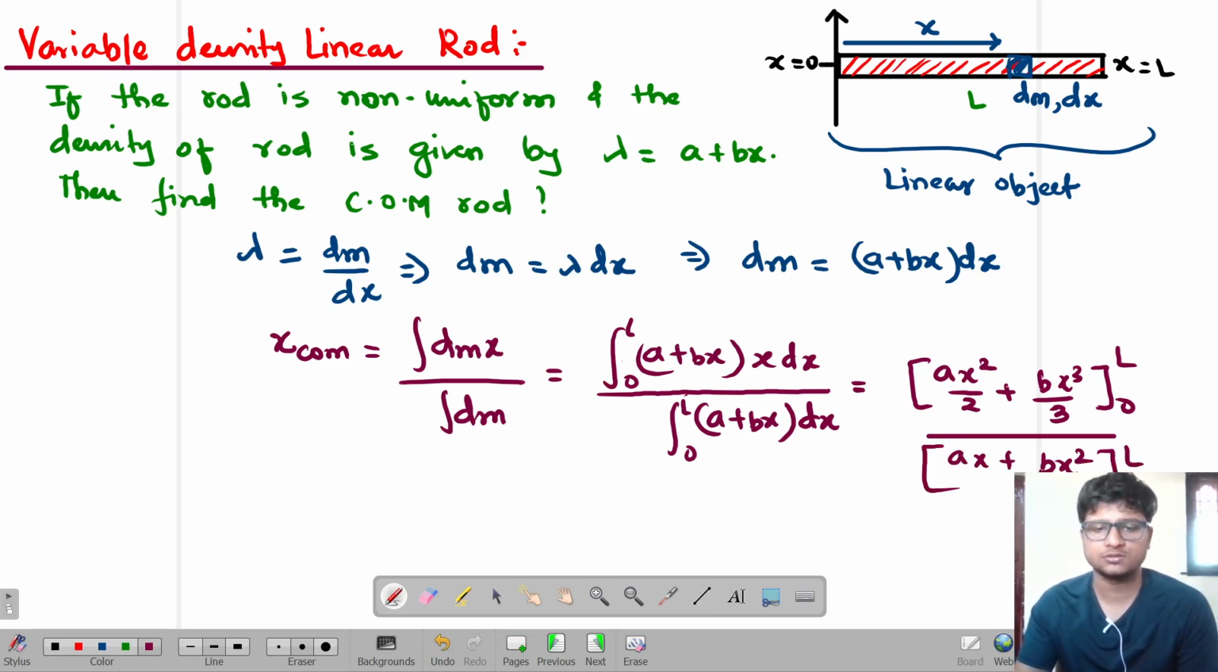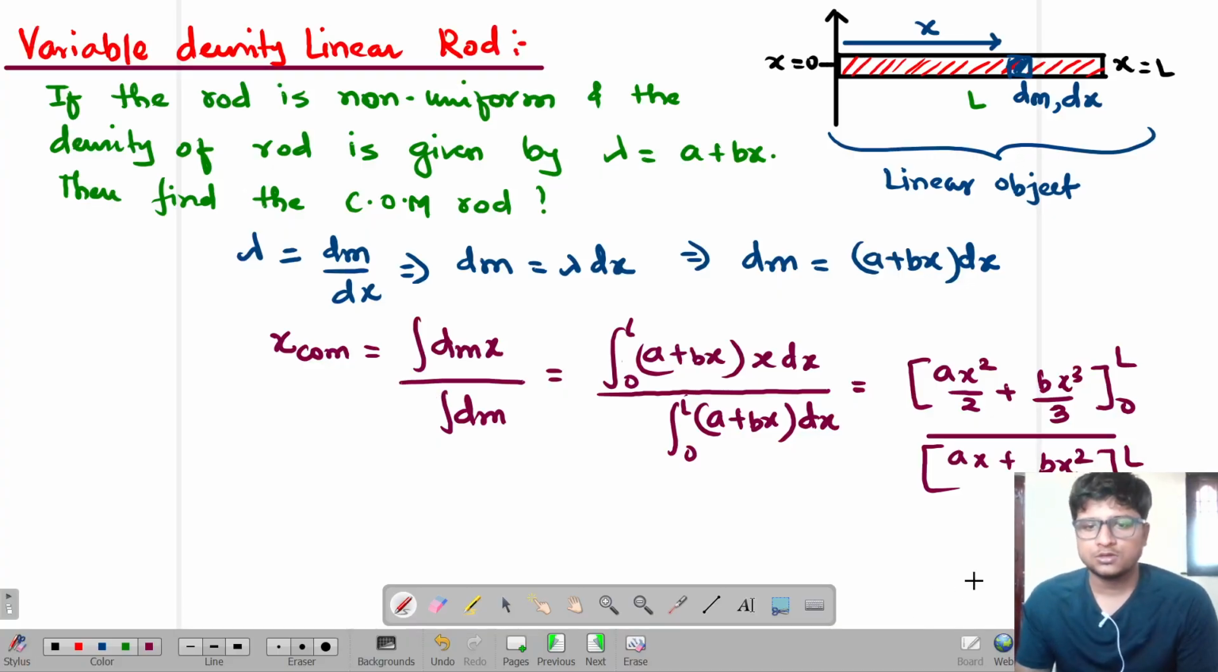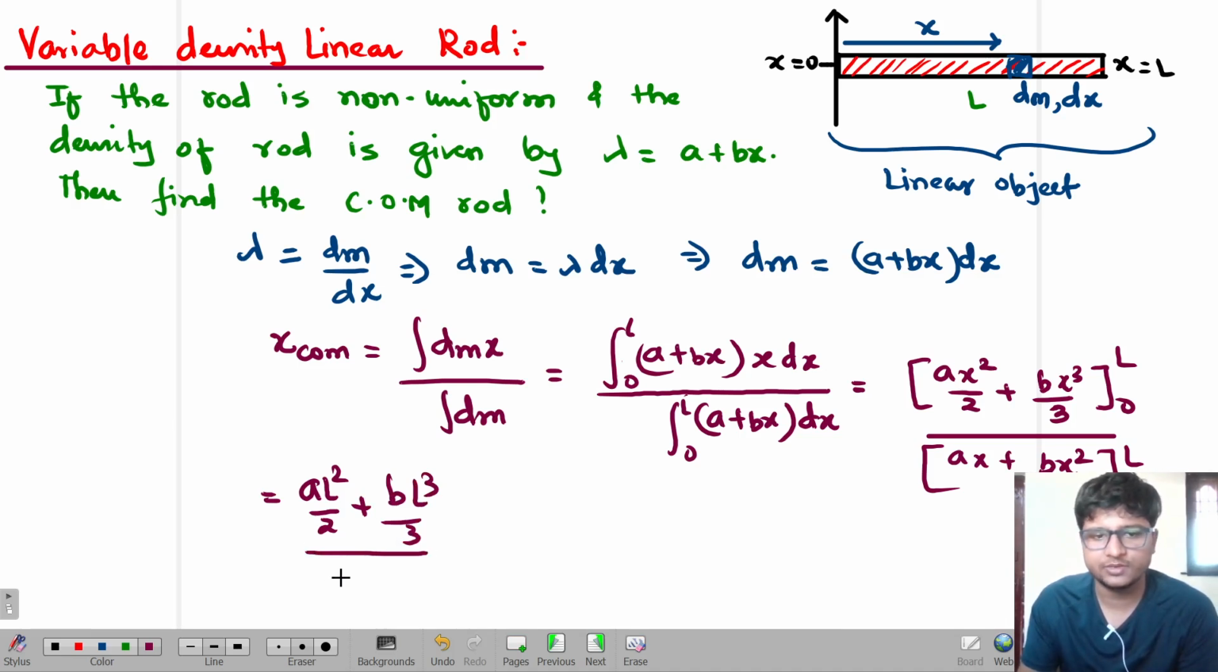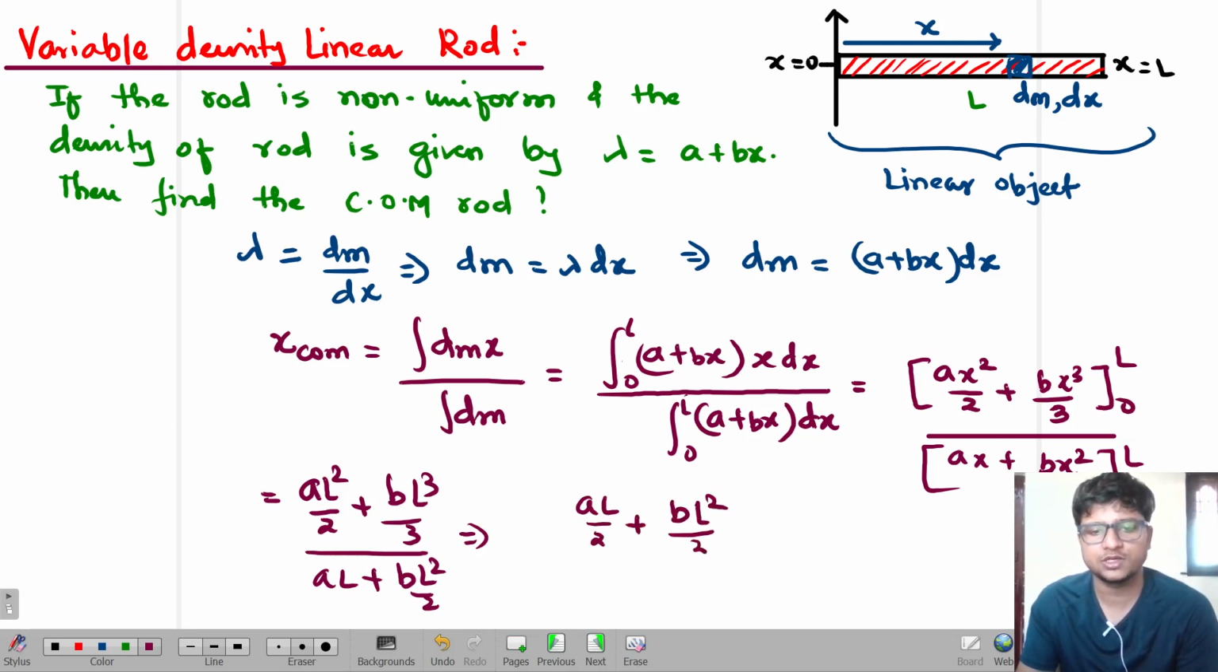Are you able to get me or not? Is that clear? So ultimately what I'll get as the answer is a l square by 2 plus b l cube by 3, divided by al plus bl square by 2. I can take l common, na? So it will be al by 2 plus bl square by 3, divided by a plus bl by 2.